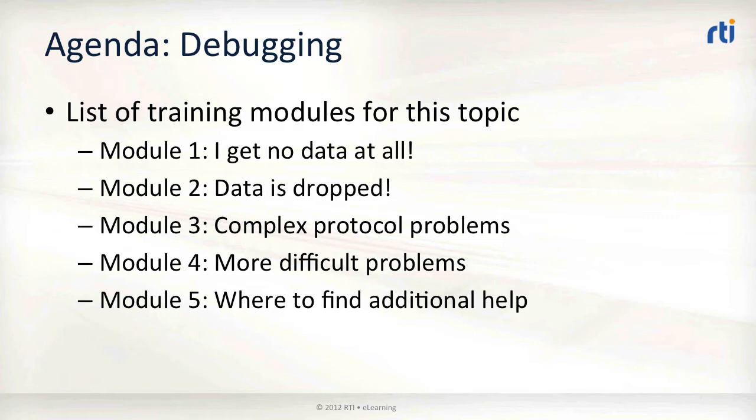Module number 3 is how to debug complex protocol problems. So if you are seeing that something very strange is happening and you think that maybe you can drill down all the way to the level of the protocol and figure out what's going on, this will give you some guidance into how to do that. Module number 4 describes how to handle more difficult problems. Perhaps something strange is happening when you create your Connext objects and you'd like to know what's going wrong. This will talk about how to turn on logging to see what is happening.